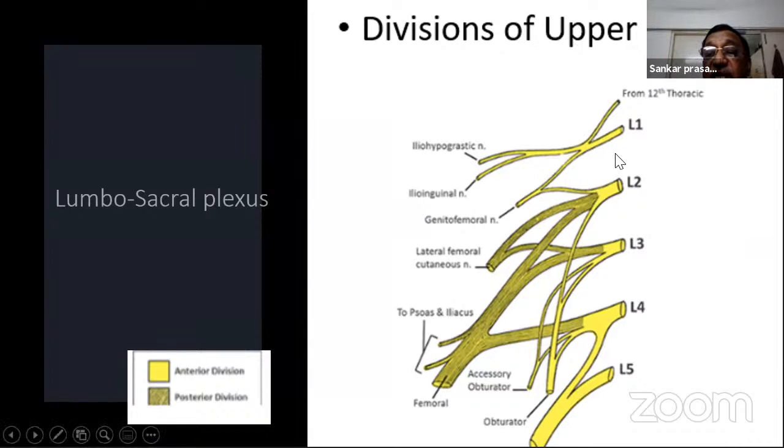the iliohypogastric and ilioinguinal nerves coming from L1, and the genitofemoral nerve. You can see the anterior divisions are in yellow and the posterior divisions are in the dark color. You have the lateral cutaneous nerve of the thigh, and the nerve to iliopsoas and the femoral nerve. They are coming from the posterior divisions, and you have the obturator nerve, which is coming from the anterior division.